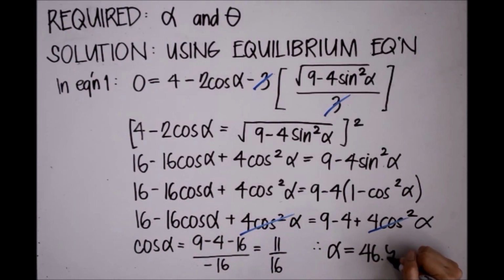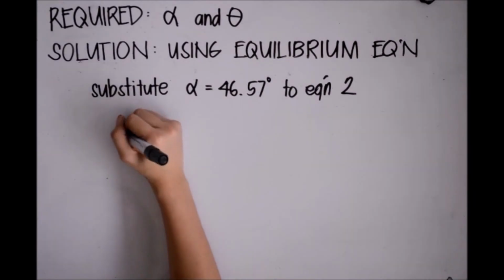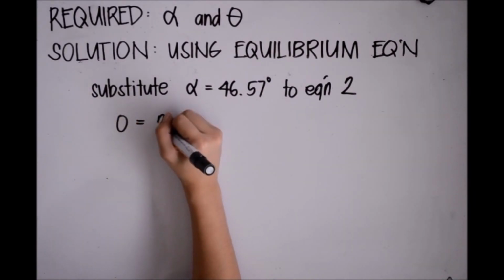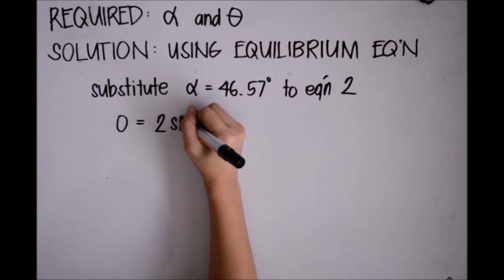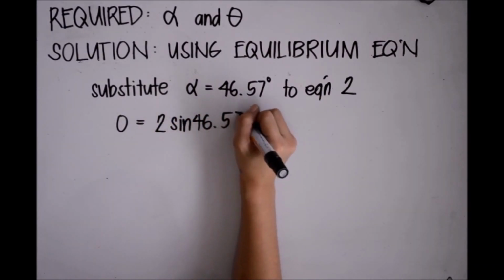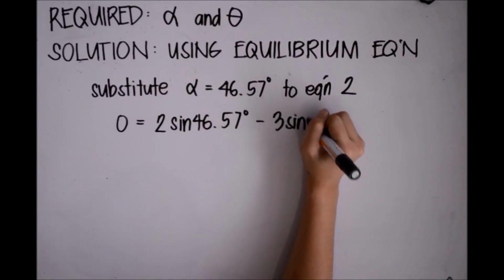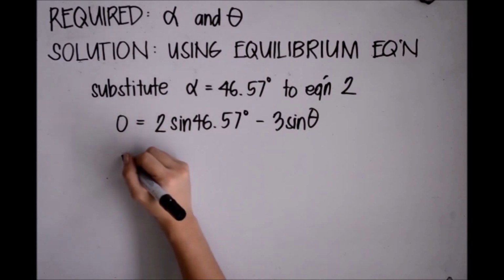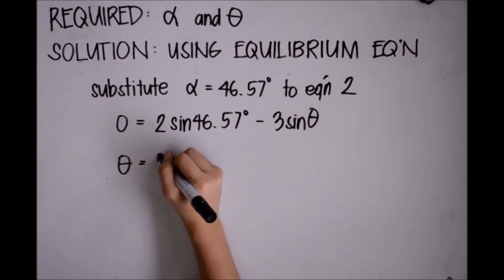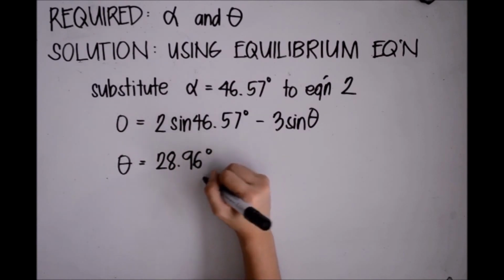We will have now the value of alpha, which is 46.57 degrees. Substituting the value of alpha to equation number 2, we have 0 is equal to 2 sine of 46.57 minus 3 sine theta. We will now get the value of theta, which is 28.96 degrees.